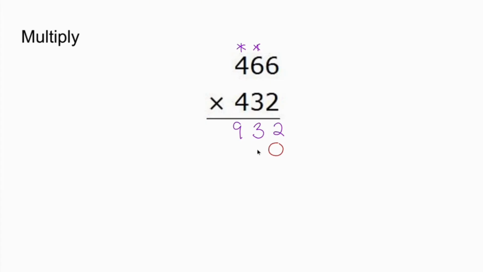3 times 6 is 18. Write out an 8, carry over a 1. 3 times 6 is 18. 18 plus 1 is 19. Write out a 9, carry over a 1. 3 times 4 is 12. 12 plus 1 is 13. And since that's our last digit, we write out all of 13. Now let's cross out these numbers so that I don't accidentally use them again. And let's move to our final number in our final row.